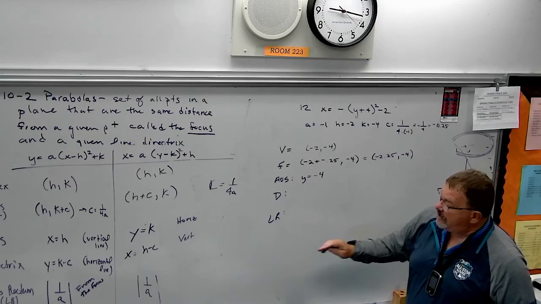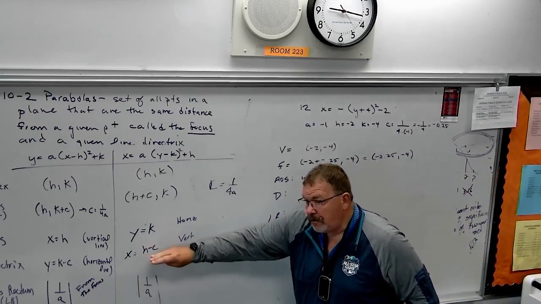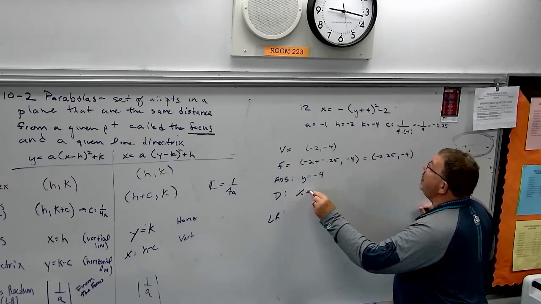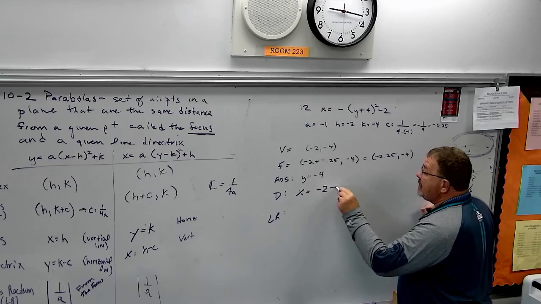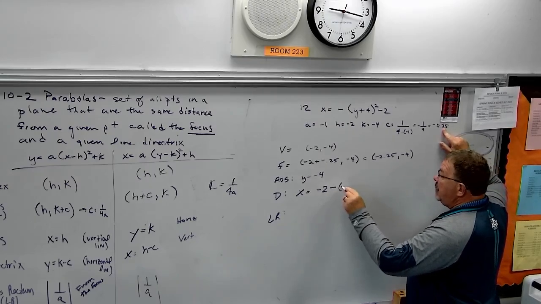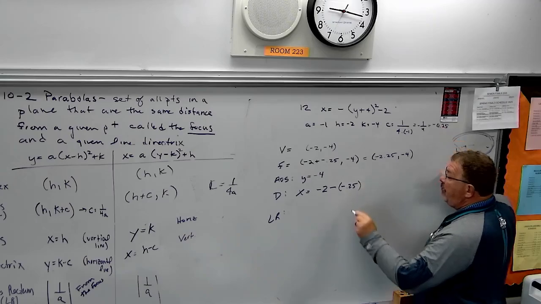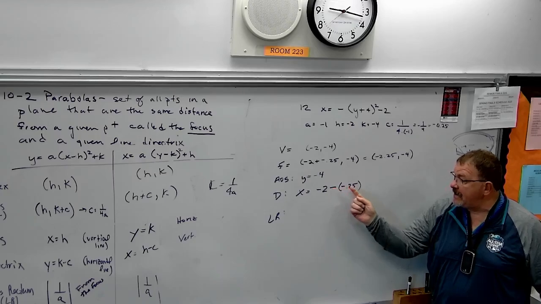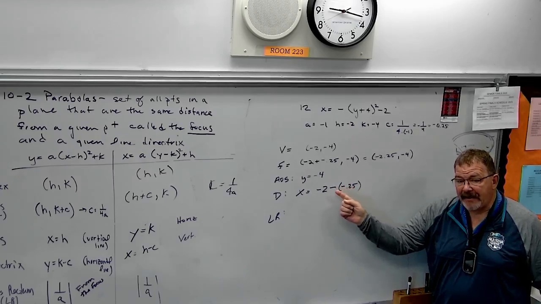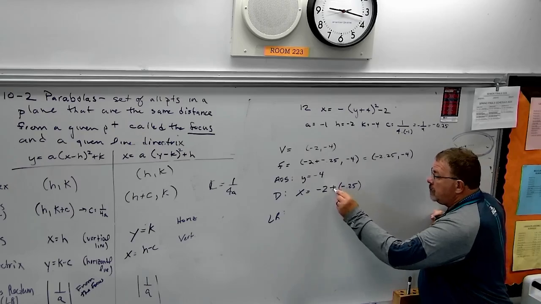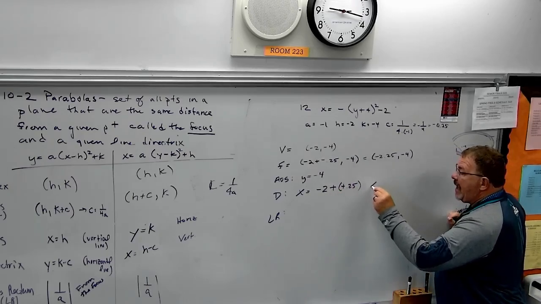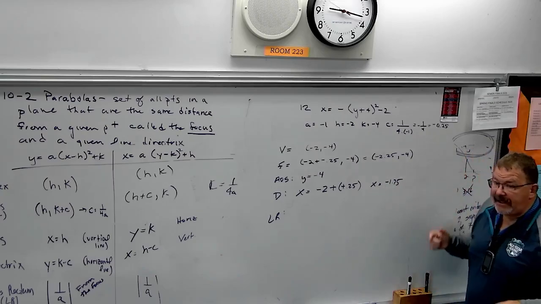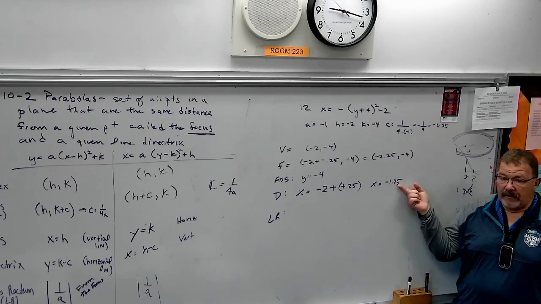Our directrix is x equals h minus c. Now, see how I'm writing this problem out? I'm not cutting corners. It's h minus c. What do two negatives make? So this is going to be x equals negative 1.75. If I take negative 2 plus 0.25, I get negative 1.75.